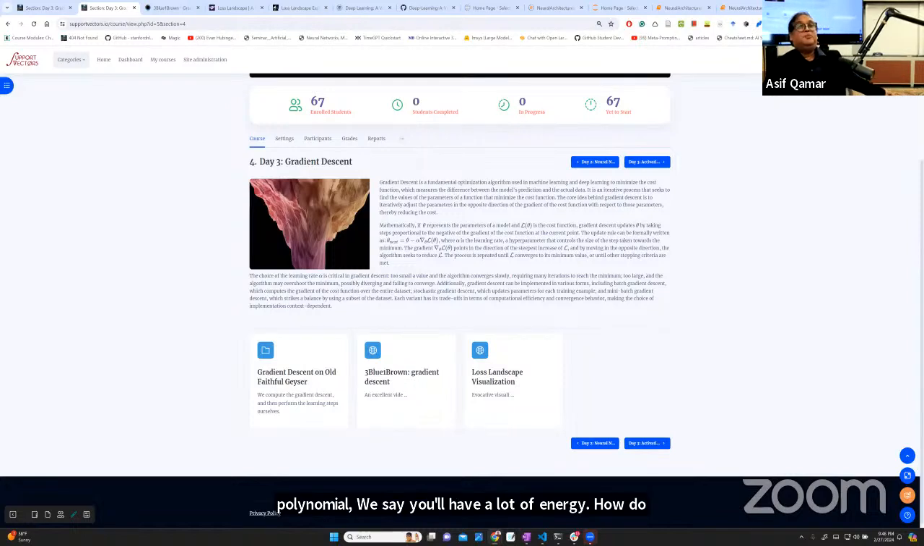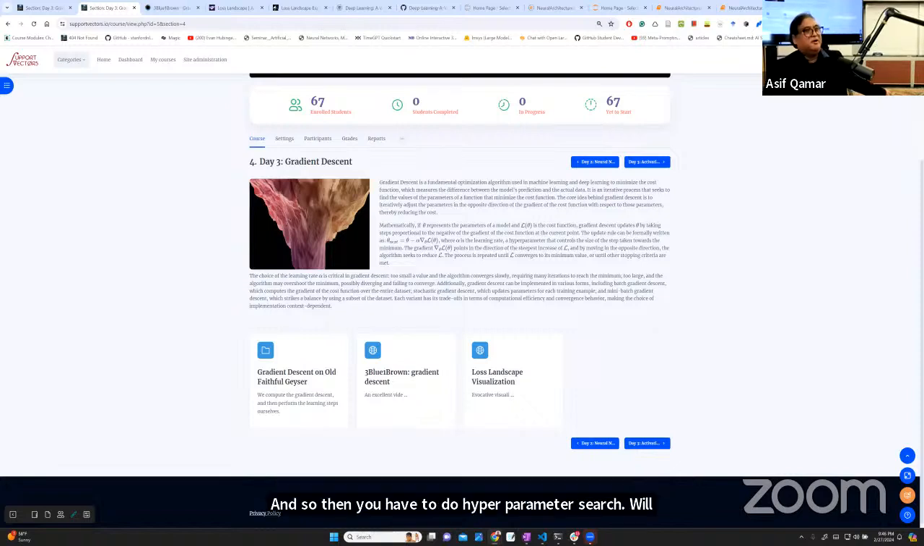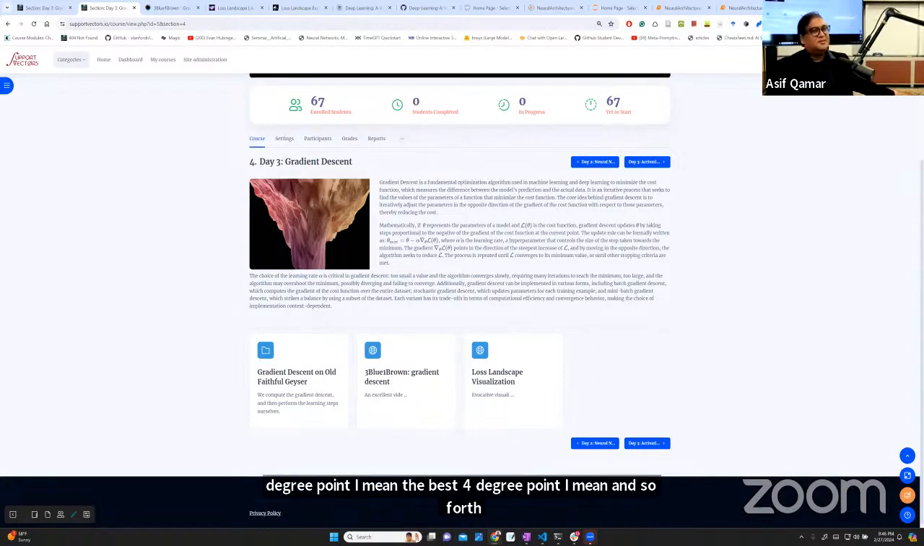Yes. So whenever you pick an arbitrary point, like a second-degree polynomial, remember the degree becomes something called a hyperparameter of the model. And so then you have to do hyperparameter search. Build the best second-degree polynomial, build the best third-degree polynomial, build the best 4-degree polynomial, and so forth, till you find the right polynomial. Is that brute search? Well, the simple answer is brute search. The better answer is there's a whole sophisticated theory of Bayesian optimization and hyperparameter search.